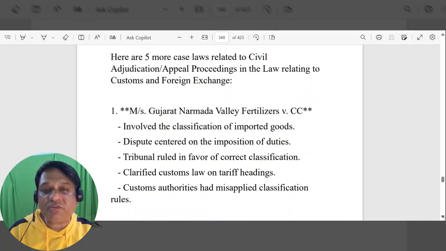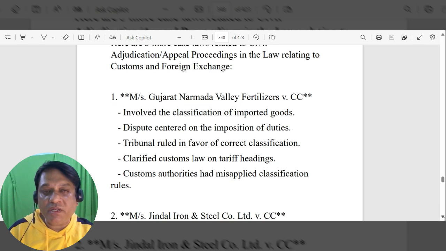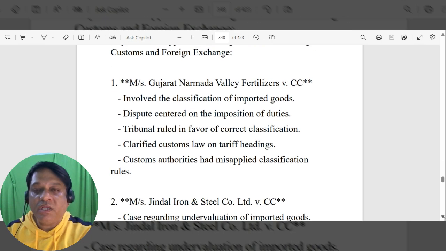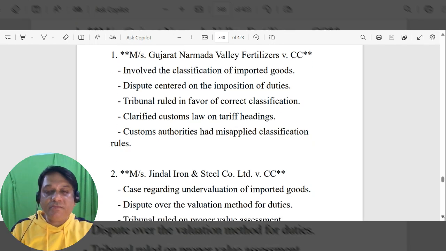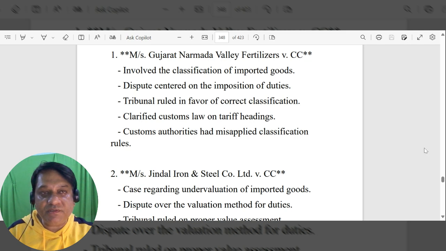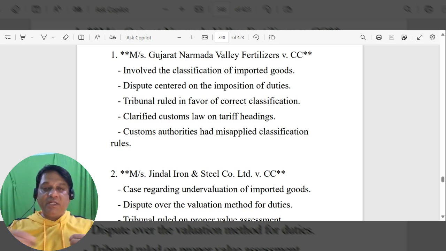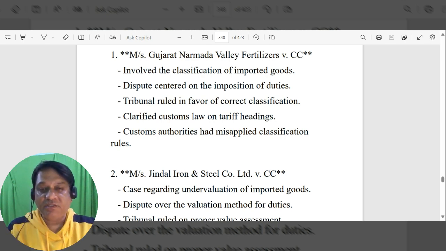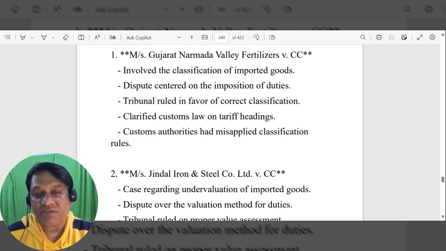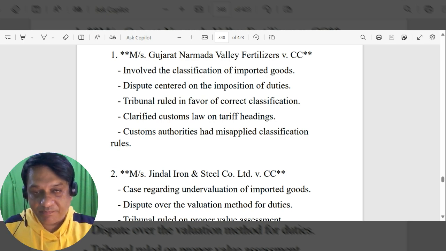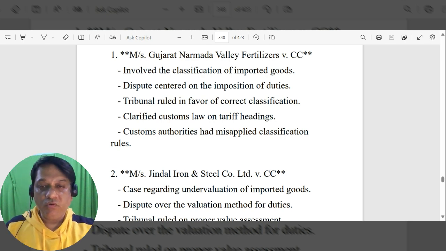Here are five case laws related to civil adjudication appeal proceedings in the law relating to customs and foreign exchange. Gujarat Narmada Valley Fertilizers versus CC involved the classification of imported goods, a dispute centered on imposition of duties. Tribunal ruled in favor of correct classification. Clarified customs law on tariff headings.